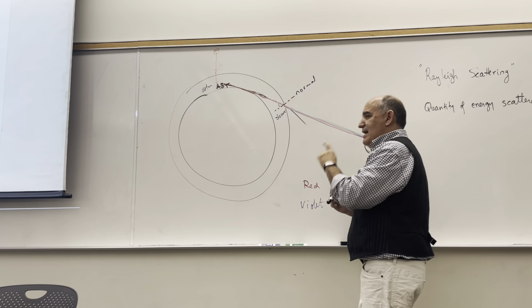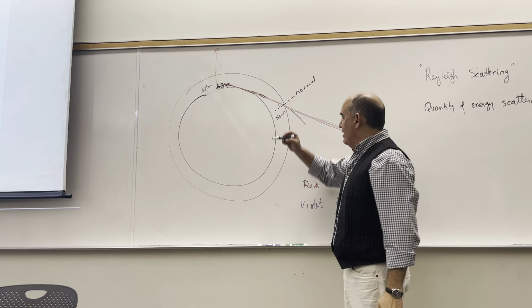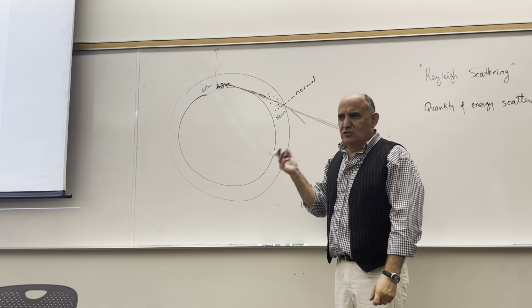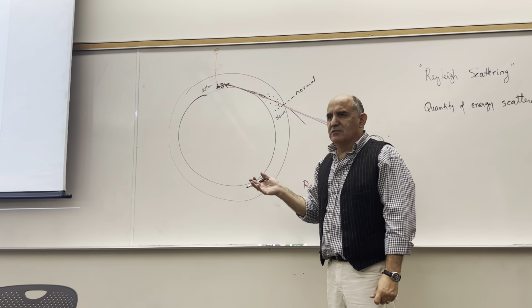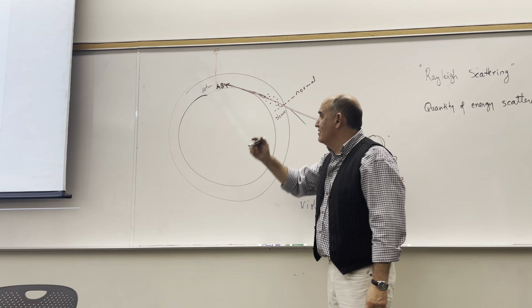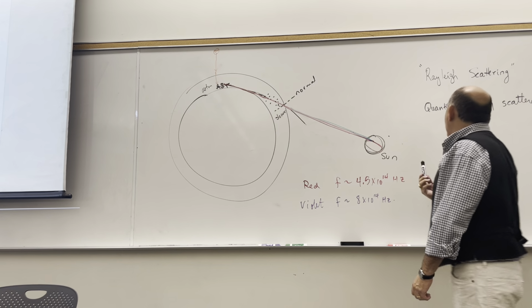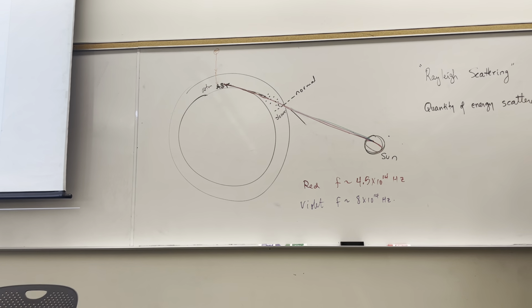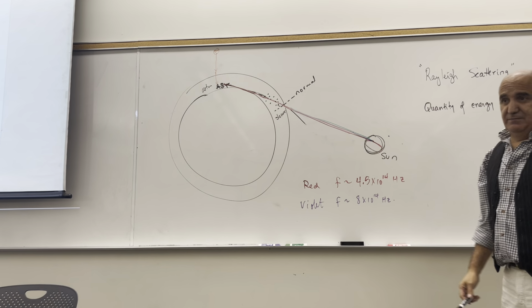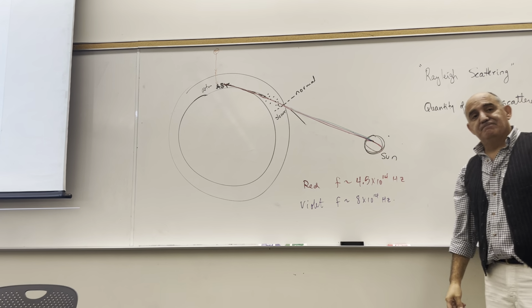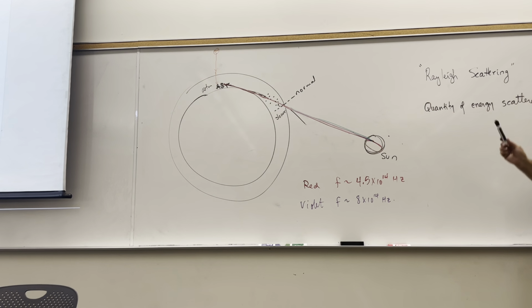When they enter the Earth's atmosphere, it has a lot of nitrogen molecules, oxygen molecules, carbon monoxide, carbon dioxide, particles, dust particles, and so on. And the amount of scattering goes as the fourth power of the frequency. So which of the colors would scatter the most? The violet, because that's the highest frequency.